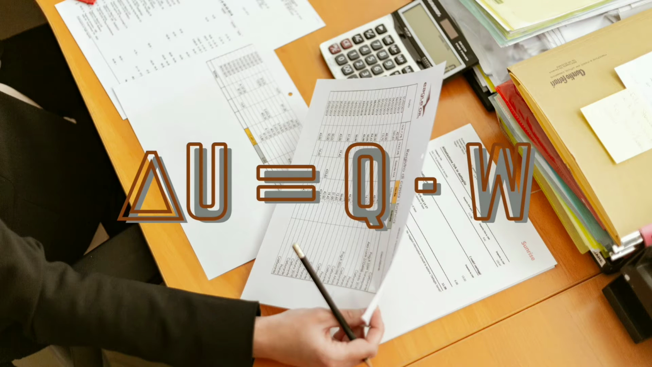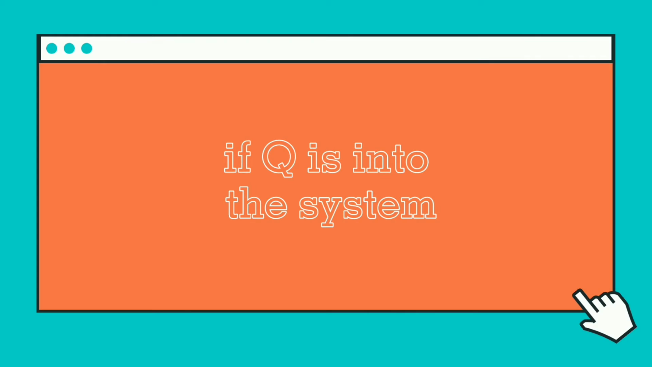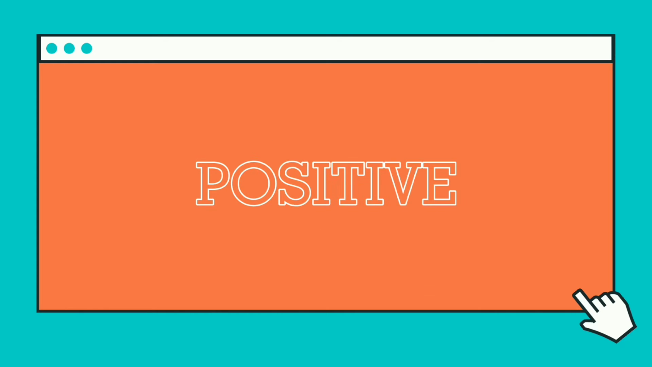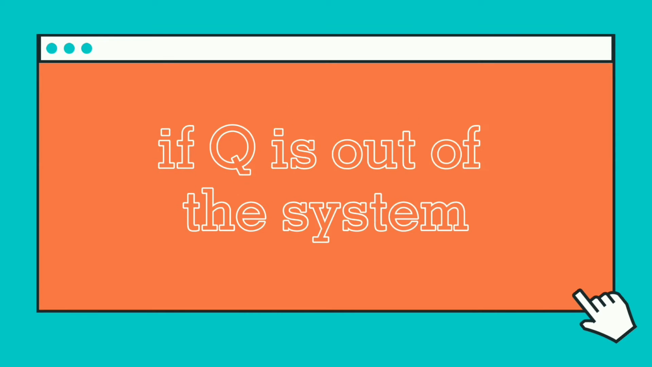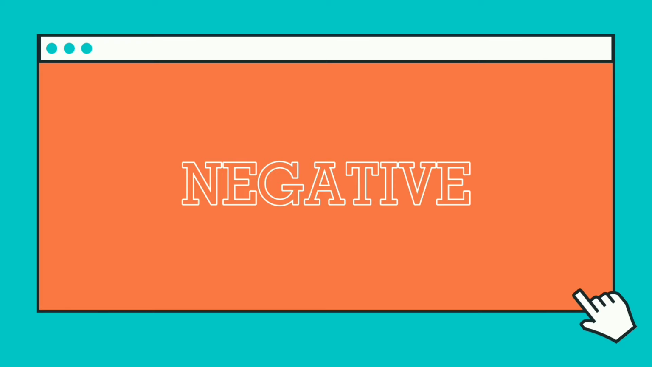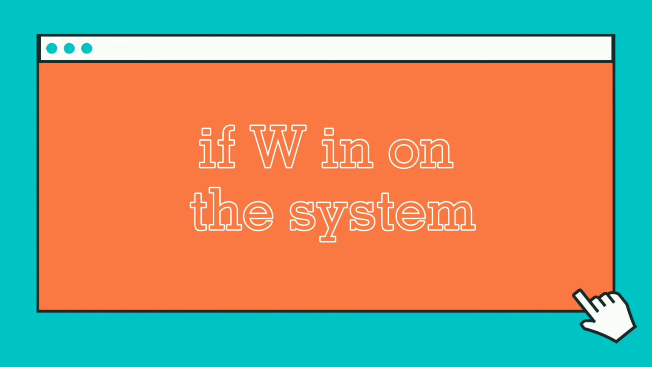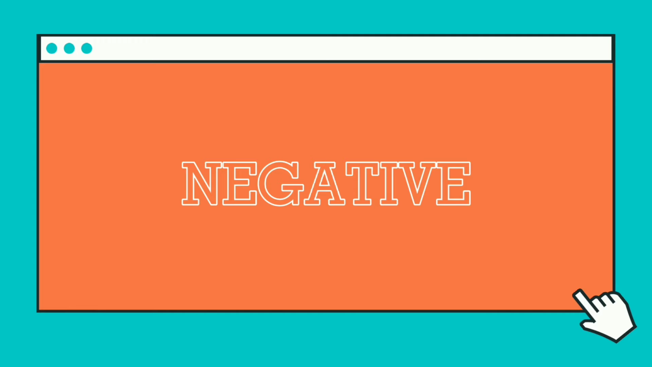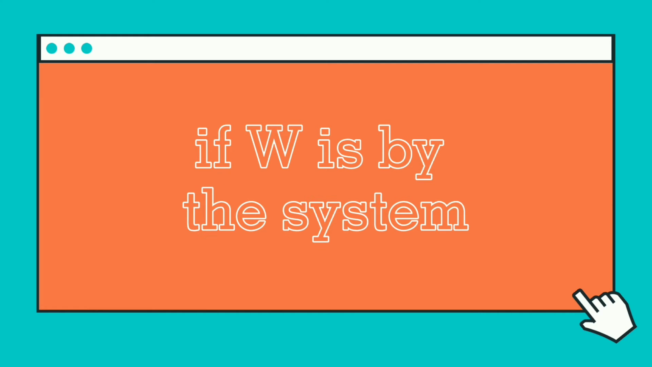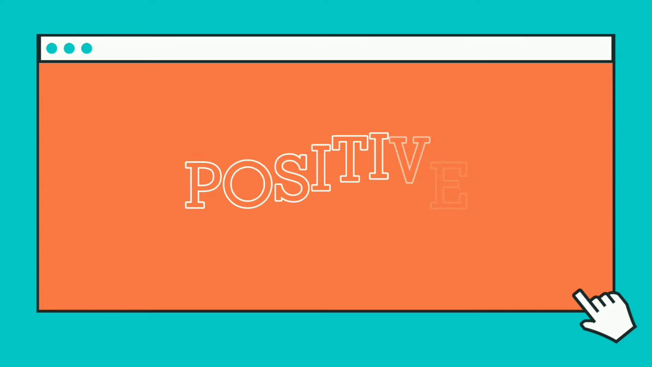So we can have an equation to use for analyzing problems. We write the first law like this: delta U, the change in internal energy of a system, equals Q, which is heat, minus W, which is work. If heat is transferred into the system, Q is positive. If heat is transferred out of the system, Q is negative. If work is done on the system, W is negative. If work is done by the system, W is positive.